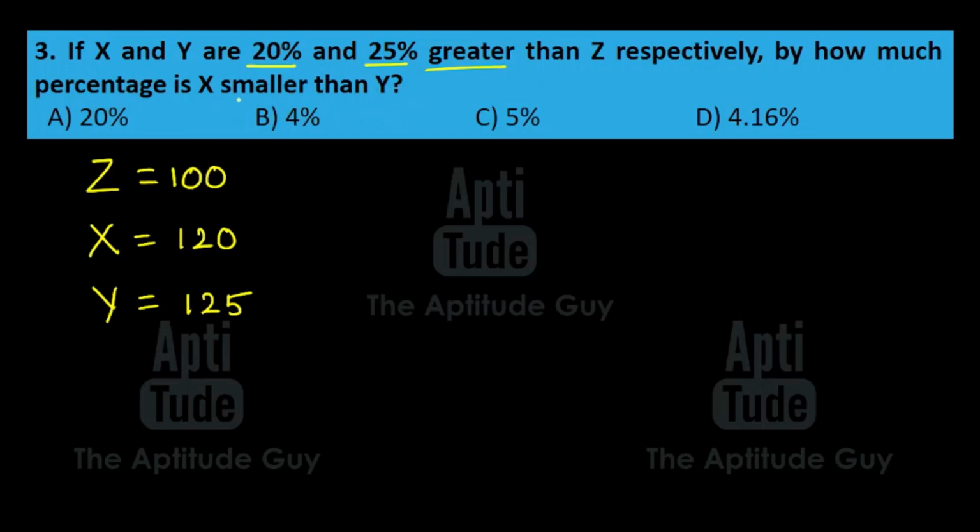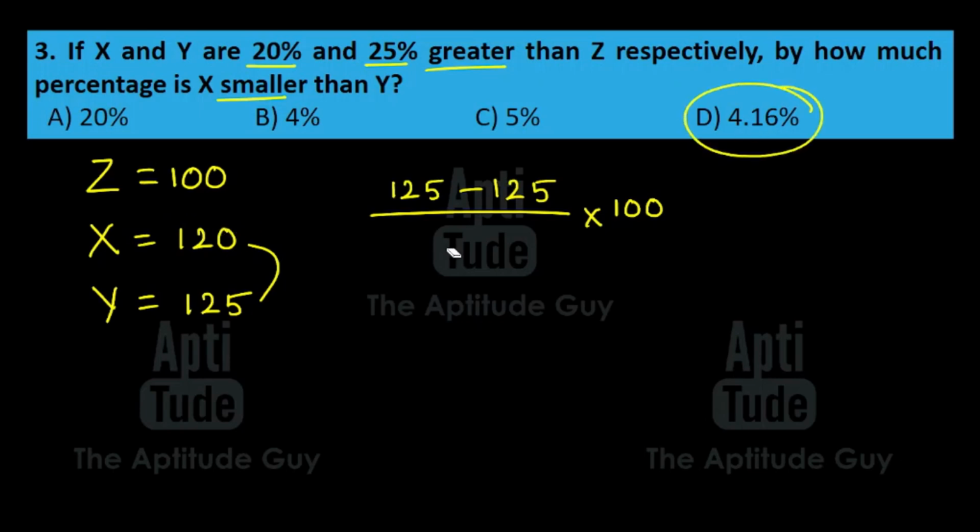After that, by how much percentage is X smaller than Y? Now, whenever you're talking about smaller than or greater than percentage, always remember the numerator is the difference between the two. Basically, how much smaller than or how much greater than. So let's write down the numerator first. We have 125 minus 120 divided by something into 100. Now, what should it be divided by? If at all you divide it by X, you will get option D as the answer. If you divide it by Y, then you get option B as the answer. Like I said, any mistake you make, your wrong answer is there in the options.